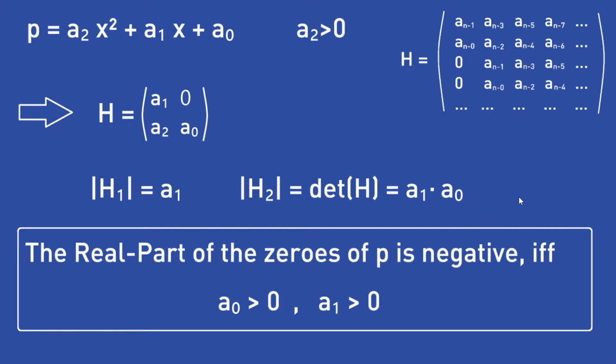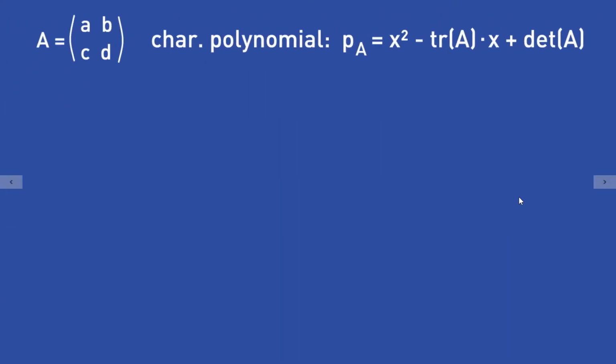Okay, let's consider eigenvalues now. The characteristic polynomial of a 2 times 2 matrix A looks like this here. So the characteristic polynomial depends both on the trace of A and the determinant of A.